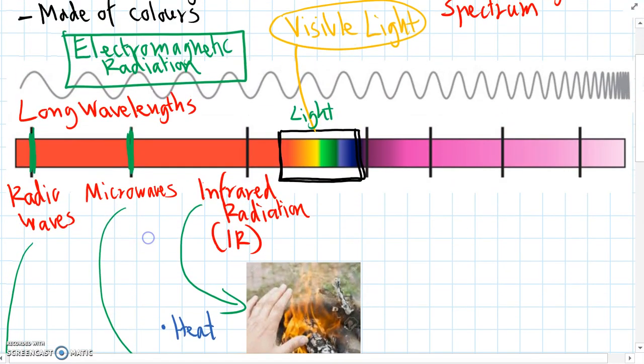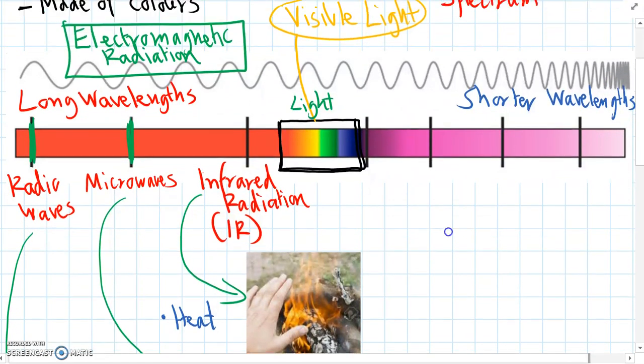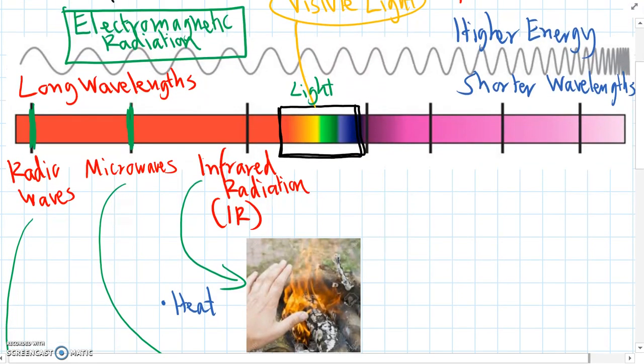Now we'll look on the other side of the spectrum. So this side has shorter wavelengths. And what we've discovered is that shorter wavelengths have higher energy as well, which is important when we're looking at these types of radiation, because these have so much energy that they can be dangerous to humans. So the first one that's near the violet is called ultraviolet radiation, or we know it as UV light, UV radiation.